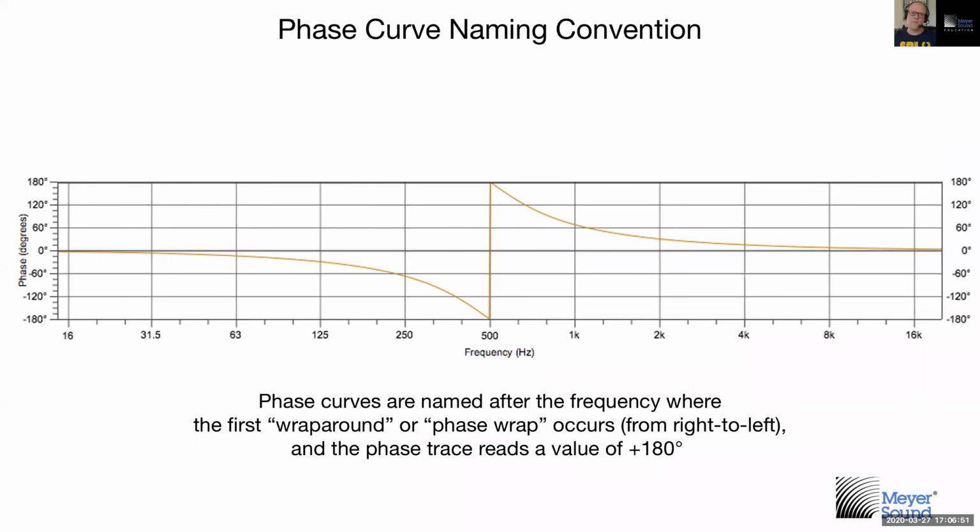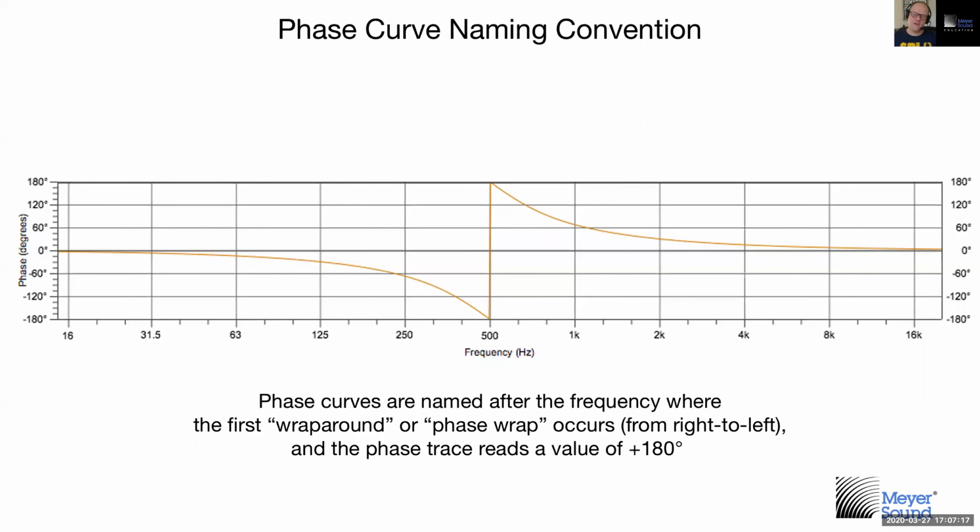So there we go. Phase curve naming convention. Over here we see a screenshot from MAPP, and we see a phase response, and in the center of the screen there is a phenomenon that we refer to as a wraparound or a phase wrap. Should you encounter this phase response in the wild, how would you label it? How would you name it according to our naming convention?